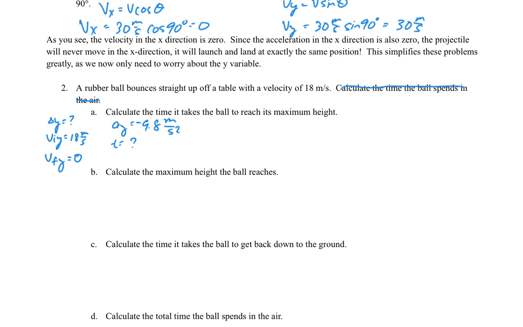I'm going to pick my acceleration equation: v final in the y is equal to v initial in the y plus the acceleration times the time. And then I see that 0 is 18 meters per second minus 9.8 meters per second squared times time. And when I throw that into my calculator and do a little bit of algebra, I should see that the time is equal to 1.84 seconds. I encourage you to pause the video here and make sure that you would get the same thing for the time. The next part of the problem asks us to calculate the maximum height the ball reaches.